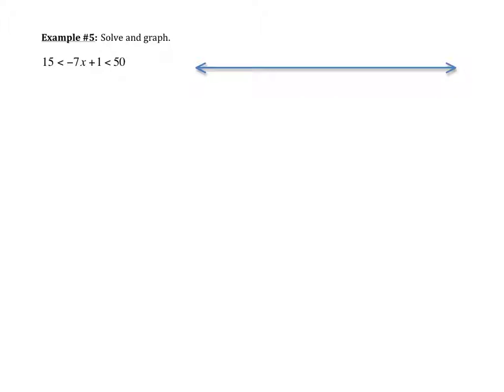Example number 5, solve and graph. We see another and situation since x is between two things and it doesn't say or. So again, I have to do everything that I would do to get the variable by itself on both sides of the compound inequality. So my first step would be to subtract 1. And I would subtract 1 from the left and the right. So I'd have 14 is less than negative 7x less than 49. I would then divide by negative 7.